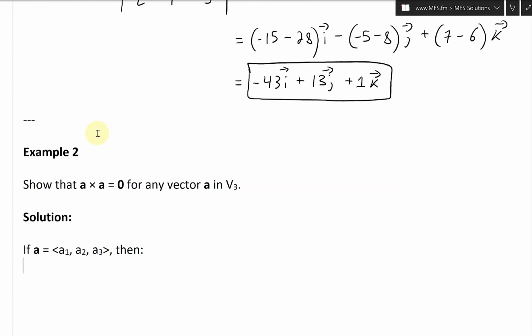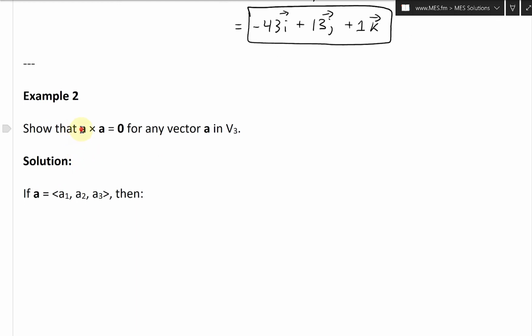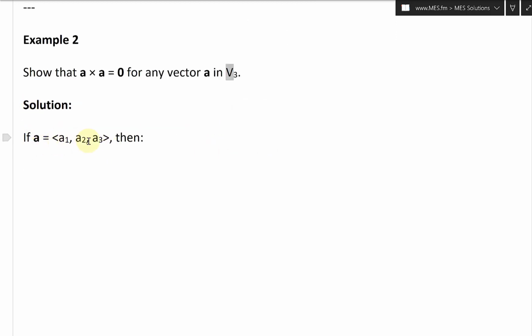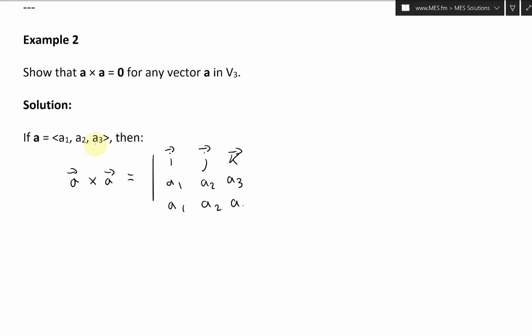And now let's take a look at example 2. This one says, show that the vector A cross A is equal to 0 for any vector in V3, or the set of all 3-dimensional vectors. All right, so let's continue further. Solution: if A is equal to A1, A2, A3, then the cross product of A cross itself, like this, is equal to, well, again, we'll write it down in determinant form, I, J, K, then A1, A2, A3, and then we'll write A1, A2, A3 like that, and cross it.